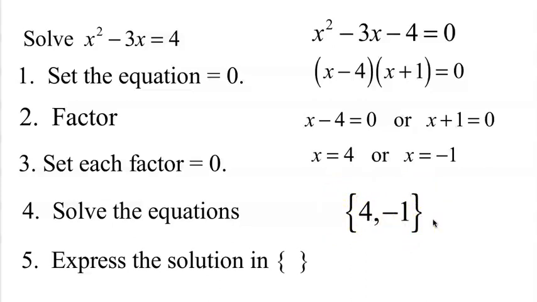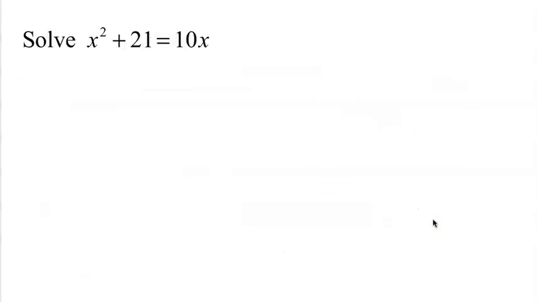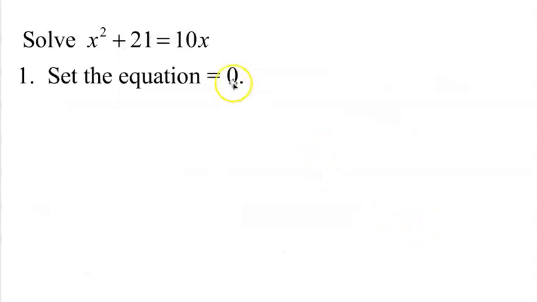Let's look at another example. I want to solve x squared plus 21 equals 10x. Our first strategy, set the equation equal to 0. I want to subtract 10x from both sides, but that's the middle term. X squared is first, x is second, number is third. So when I subtract 10x from both sides, I will get x squared minus 10x plus 21 is 0.